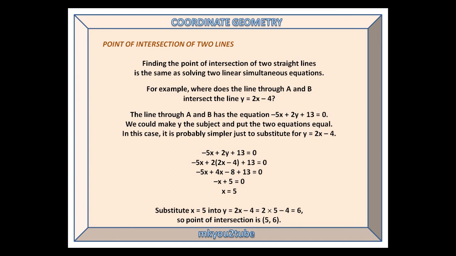So starting from minus 5x plus 2y plus 13 is 0, we get minus 5x plus 2 lots of 2x minus 4 plus 13 equals 0. If we multiply out the brackets and simplify, we get minus x plus 5 is 0, so x is 5. Substitute x equals 5 into y equals 2x minus 4 to get y equals 6, and so our point of intersection is 5, 6.